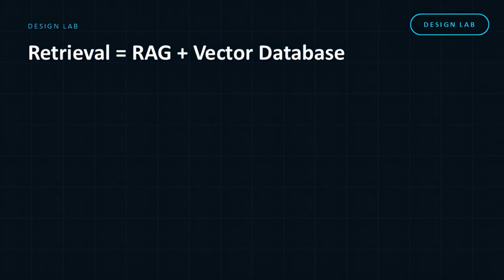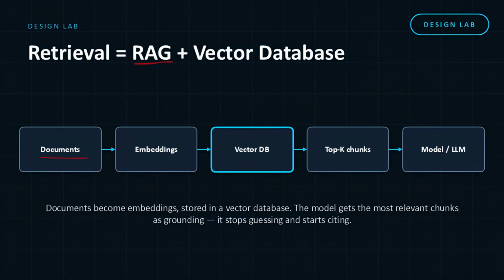Let's zoom into the component people ask about most: retrieval. When the model needs facts it wasn't trained on, your policies, your docs, you use retrieval augmented generation, RAG. You turn documents into embeddings, store them in a vector database, find the most relevant chunks for a question, and hand those to the model as grounding. The model stops guessing and starts citing. We'll go deep on RAG in its own video. Here, just know it lives inside the retrieval block.